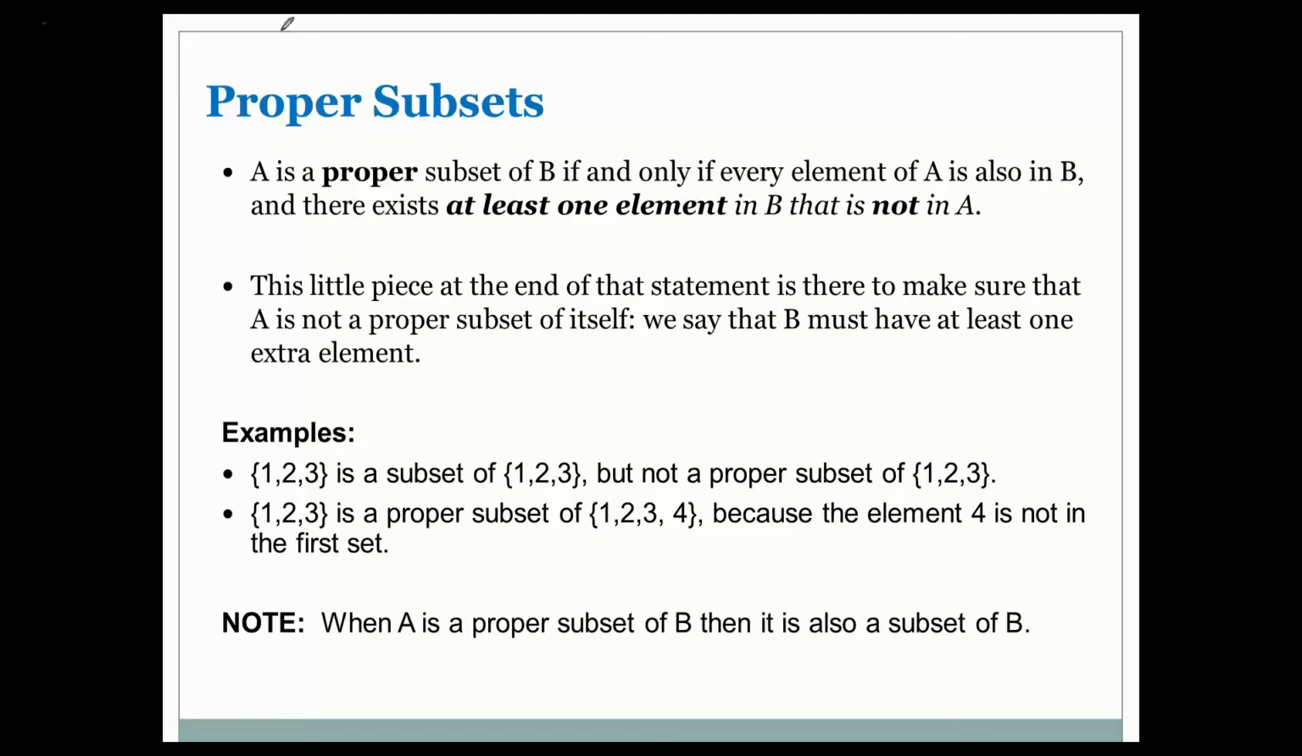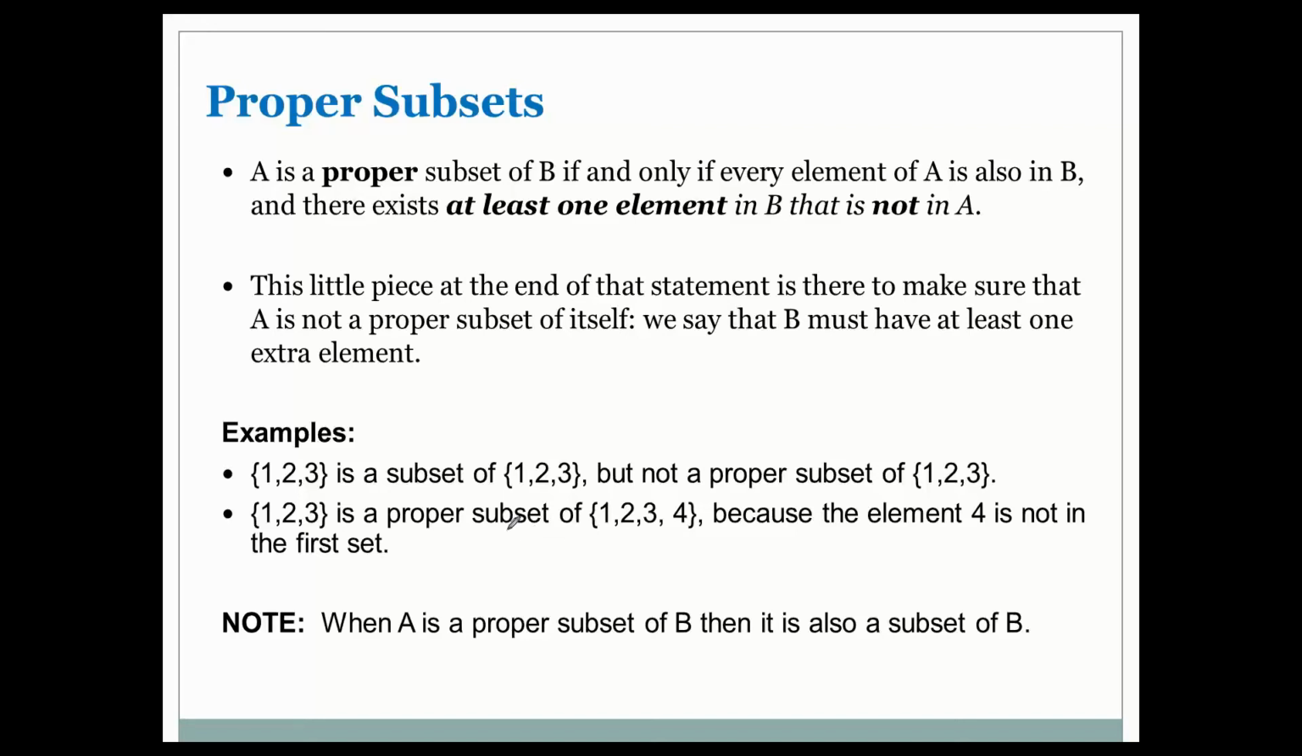The little piece here at the end of the statement, at least one element in B that is not in A, is there to make sure that A is not a proper subset of itself. We say that B must have at least one extra element. So here are some examples. {1, 2, 3} is a subset of {1, 2, 3}, but it's not a proper subset of {1, 2, 3}. It's the same set, but a set is also its own subset.